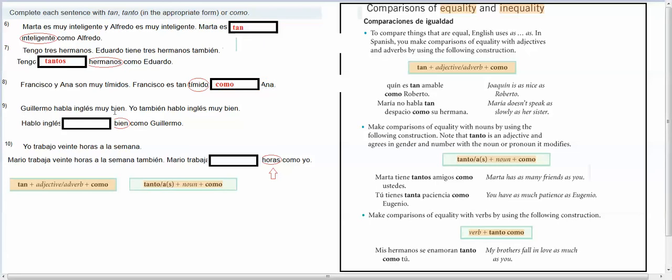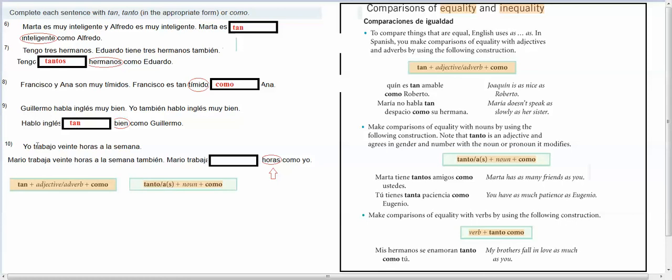Okay. Guillermo habla inglés muy bien. Yo también hablo inglés muy bien. Yo hablo inglés blank bien como Guillermo. What we're describing is how well we both speak it. Well is an adverb, so you do tan, adverb, como. So what's missing is the tan.